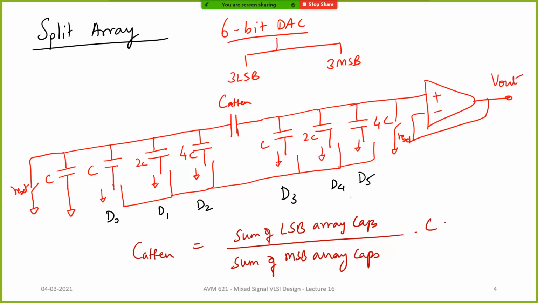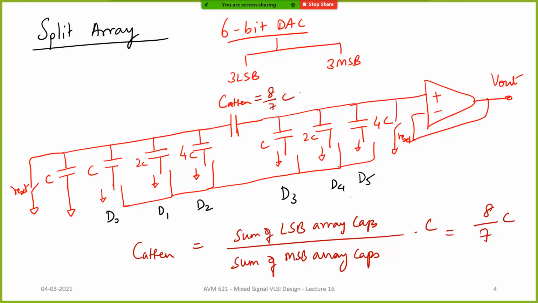So in this case, what is the sum of the LSB array caps? You have 4C plus 2C plus C plus C, so you have 8C. And what is the MSB array? 1 plus 2 plus 4, which is 7 times C. So this attenuation cap is given by 8 by 7 C.